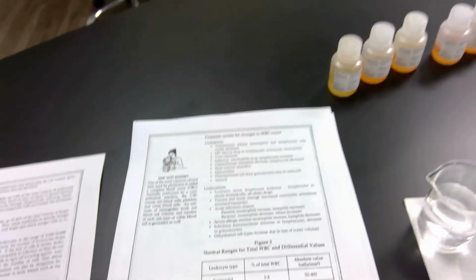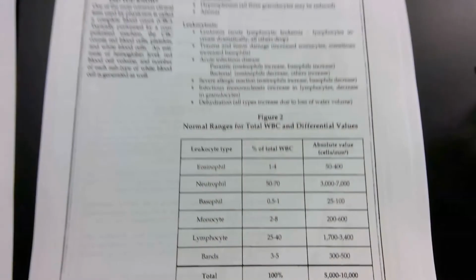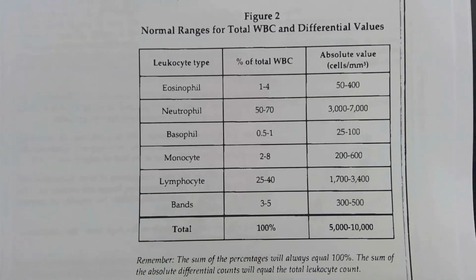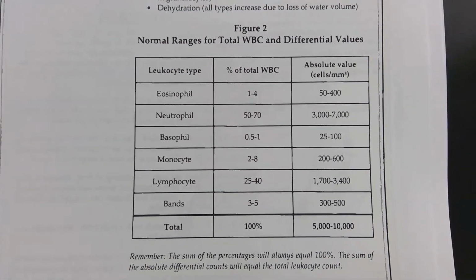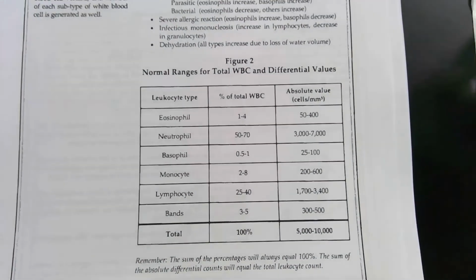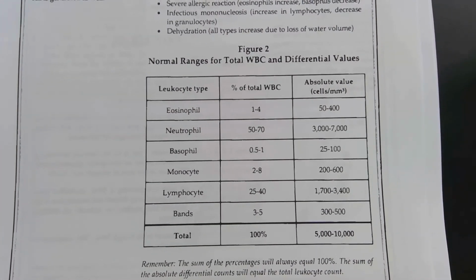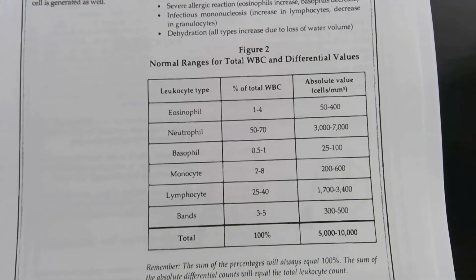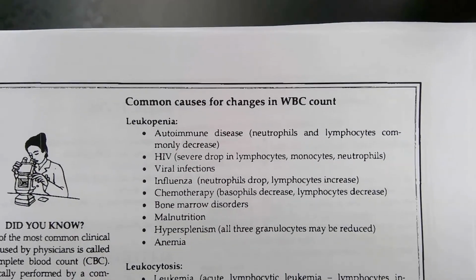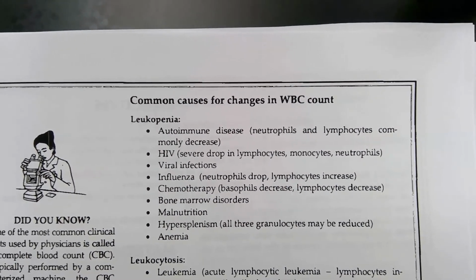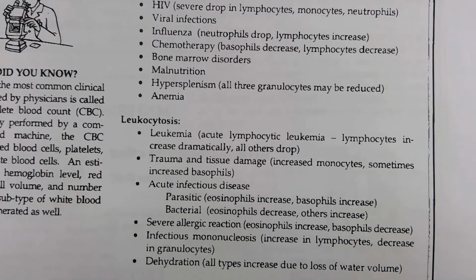Now, in order to know what's abnormal, you have to know what's normal. So this chart shows you the normal ranges. So you're going to figure out your patient's white blood cell counts and you're going to compare that to what's normal. That way you know if their neutrophils and lymphocytes are low and so on, the other clues here.